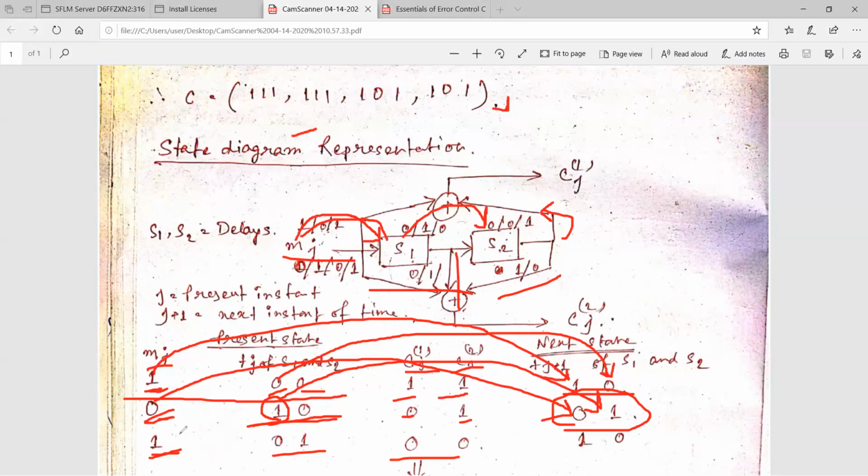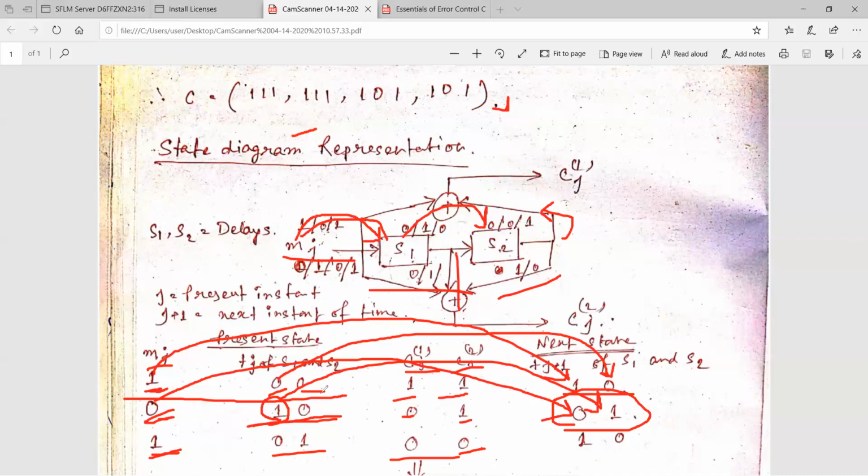C2 is basically 1 1 0 and 0 0 is 0. So we have to make this table until we can continue. We can continue until we end up with all possible combinations of states.